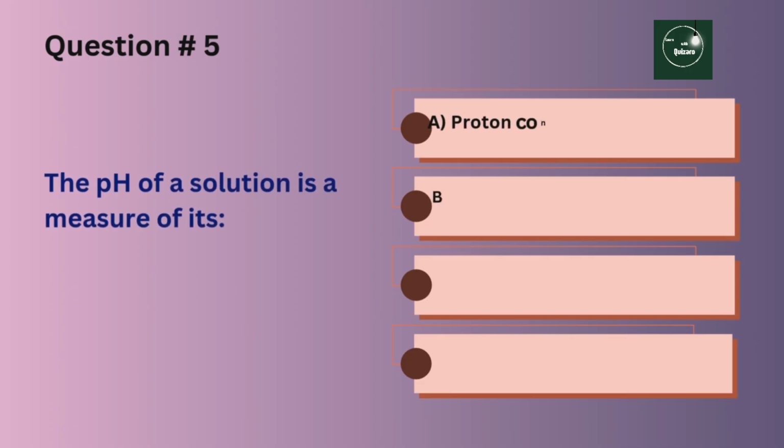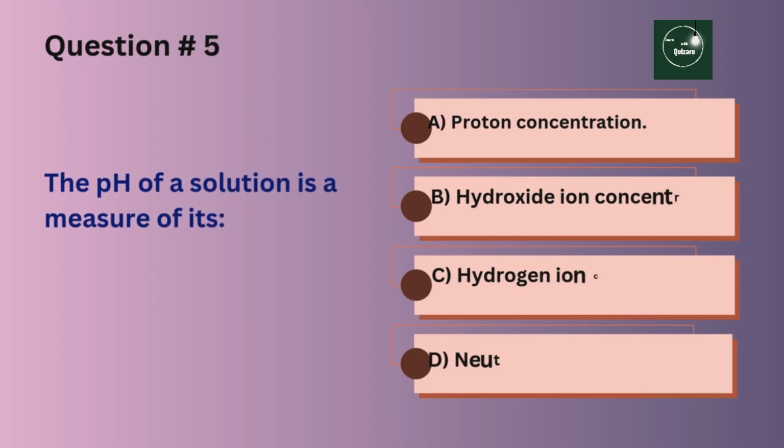Question number 5. The pH of a solution is a measure of its A. Proton concentration. B. Hydroxide ion concentration. C. Hydrogen ion concentration. D. Neutron concentration.